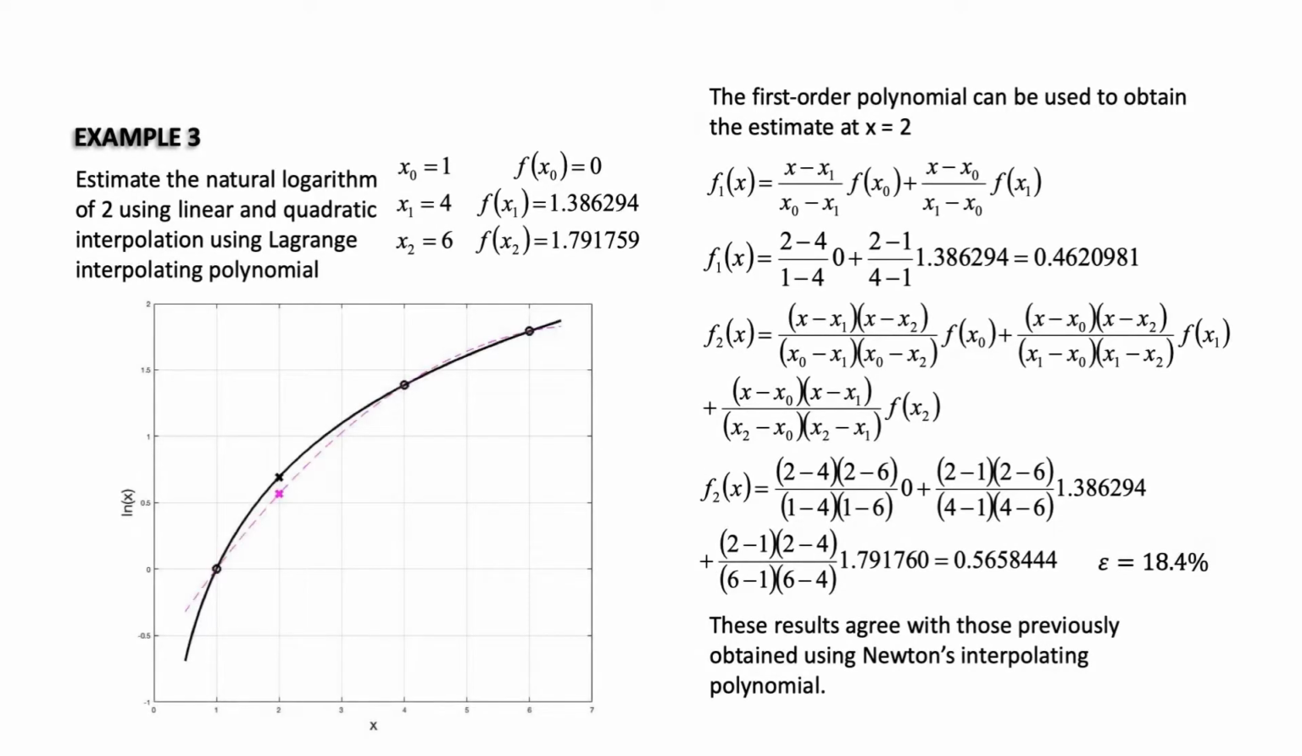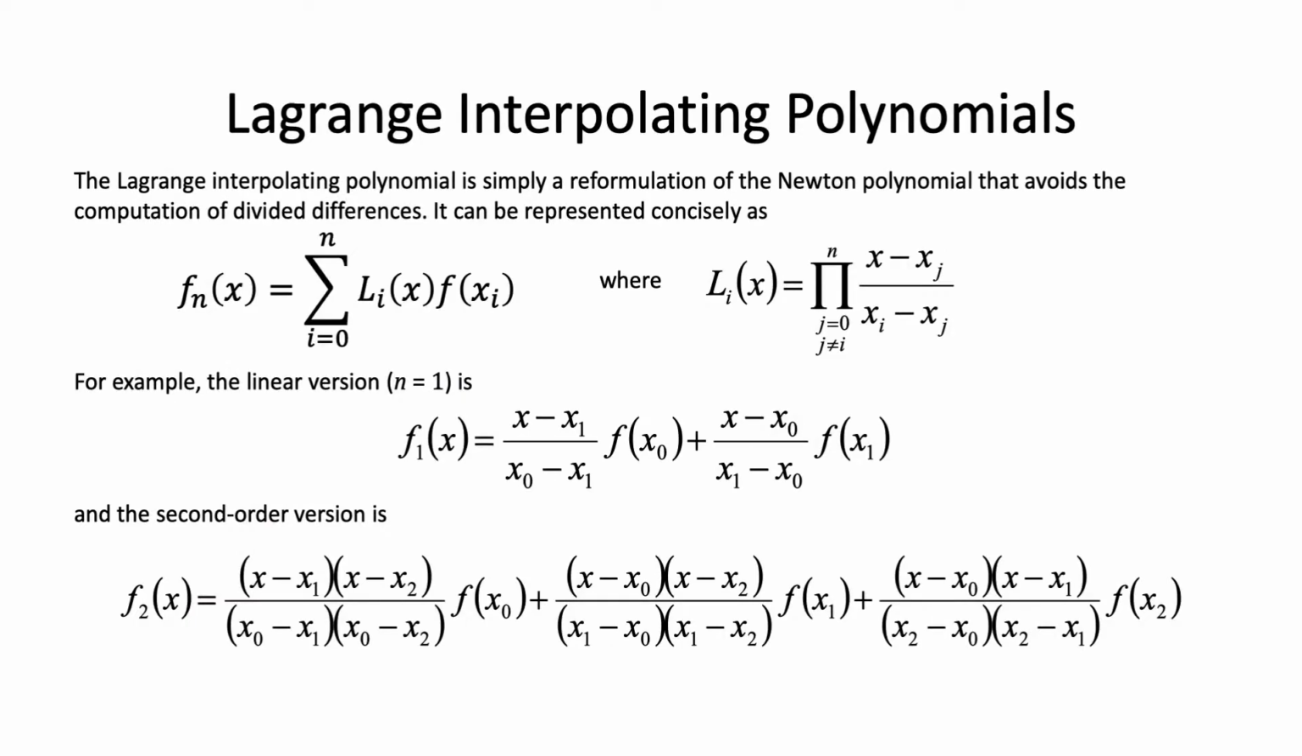Now let's consider example 3, and it's actually the same as example 1 and 2, but this time we're going to use Lagrange interpolating polynomial in order to estimate the linear and quadratic interpolating curves. If you recall, the Lagrange interpolating polynomial is given by this equation, f sub n of x, where n is the order of the polynomial.